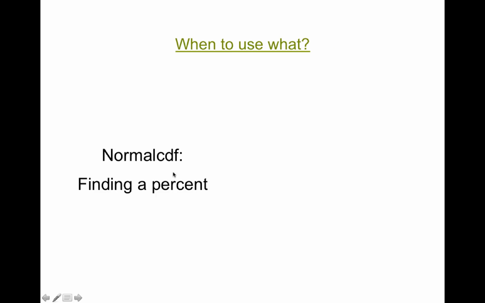So if you are doing normal CDF, it's if you're trying to find the percent. This was what 9.9 lesson was. You use inverse norm if you're given the percent. So this is the difference between the two. If you're trying to find the percent, normal CDF. If you're given the percent, it's inverse norm.